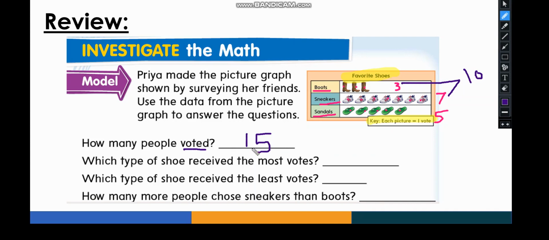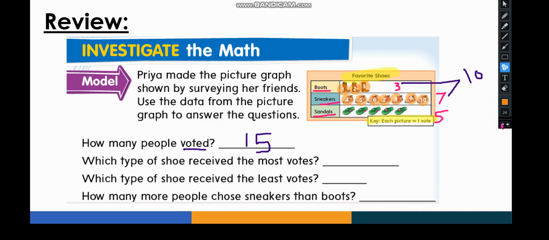How do I check my answer? Let's count all. 1, 2, 3, 4, 5, 6, 7, 8, 9, 10, 11, 12, 13, 14, 15. Yes, our answer is correct because the people who voted in all are 15. Excellent. Okay, number 2.